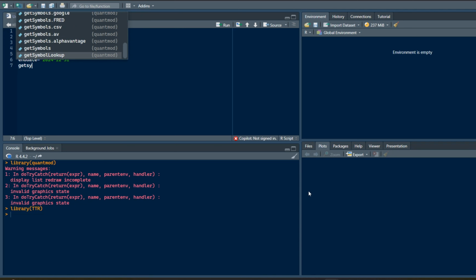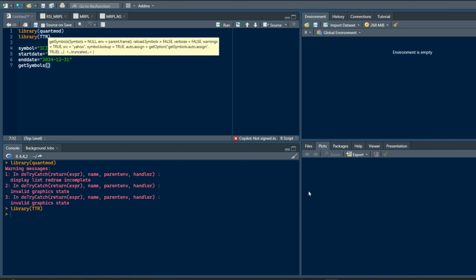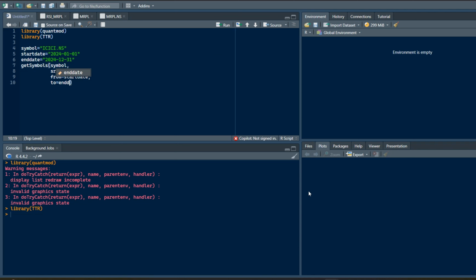Then we'll extract the variable using getSymbols, extract the data set. So here we are having 4 elements. One is the ticker name, that is symbol, then source equal to Yahoo, comma, from equal to start date, comma, to equal to end date. And we'll run this command.